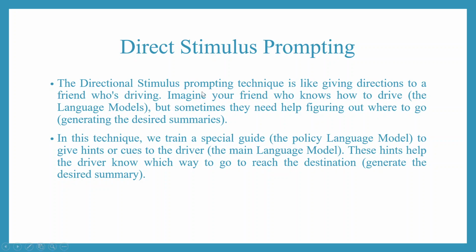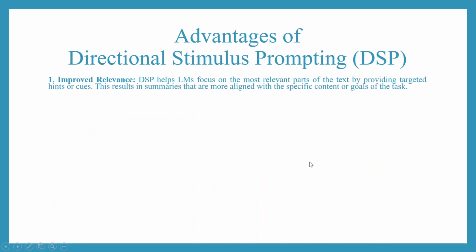The directional stimulus prompting technique is like giving direction to a friend who is driving. Imagine your friend who knows how to drive. That is a language model. But sometimes they need help figuring out where to go. That is, generating the desired summaries. In this technique, we train a special guide, the policy language model, to give hints or cues to the driver, the main language model. These hints help the driver know which way to go to reach the destination, that is, generating the desired summaries.